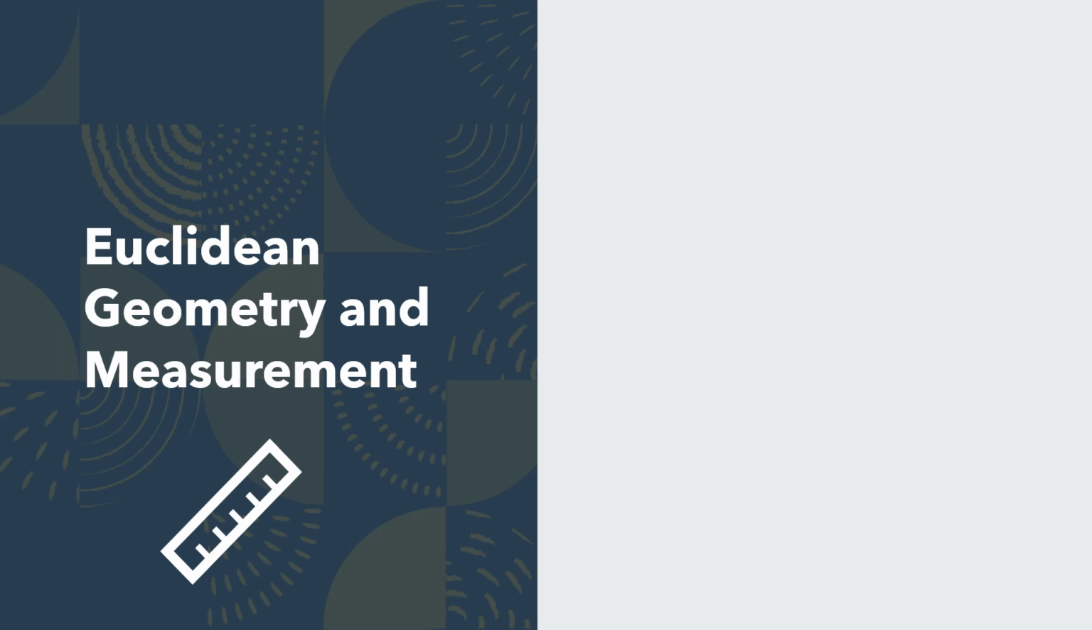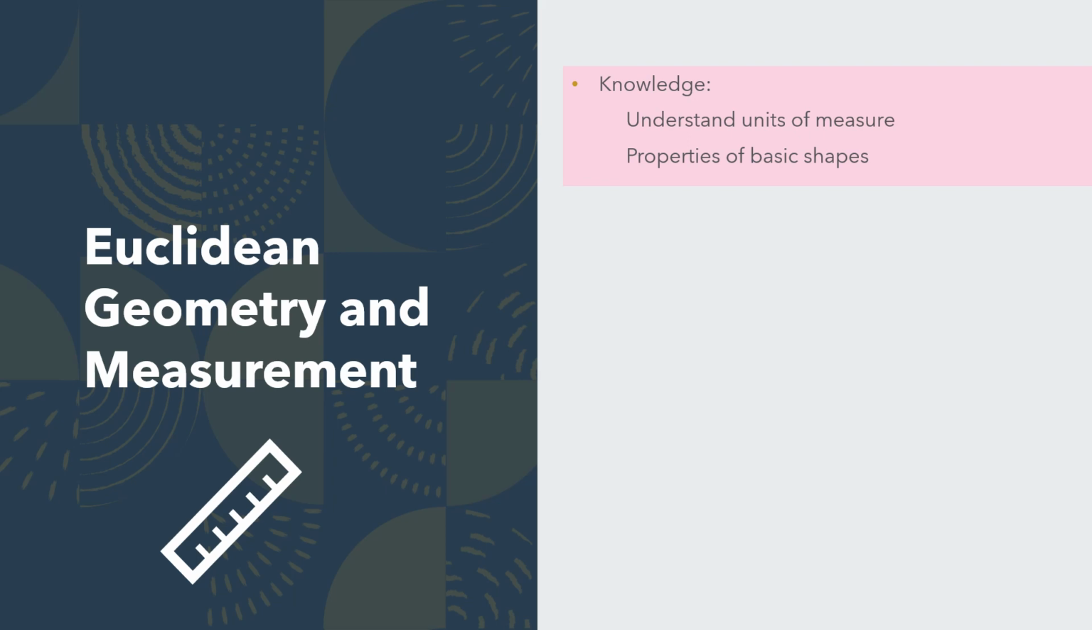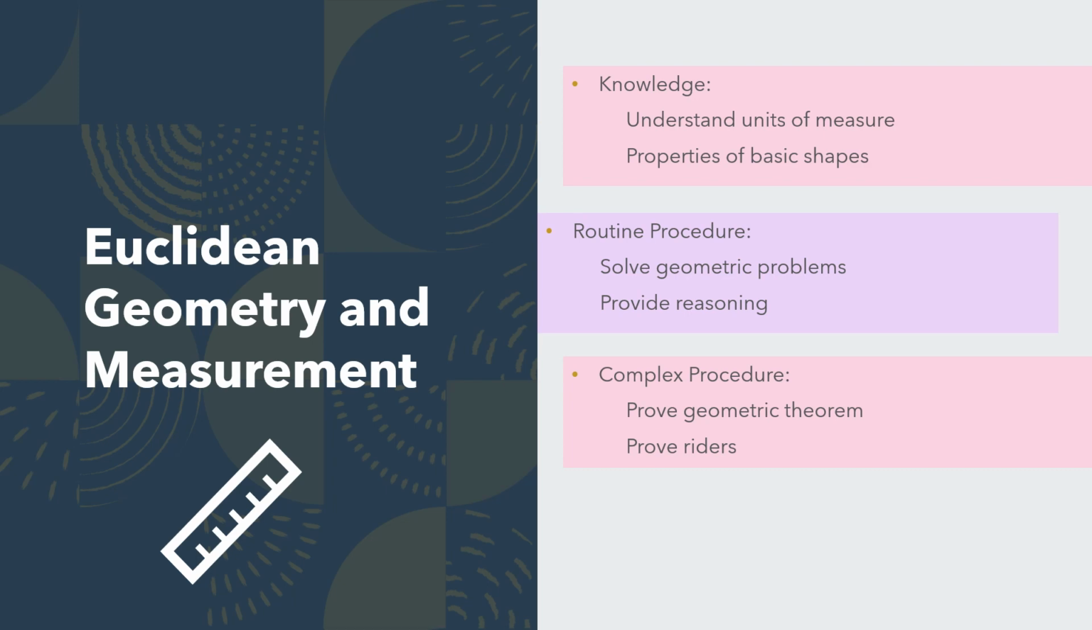Next, we will discuss Euclidean geometry and measurement. Under the knowledge level, we will determine if students understand the units of measure and are familiar with properties of basic shapes, like converting units and identifying geometric properties. Under the routine procedure, we will see if students can apply established methods for specific geometric tasks, like solving geometric problems and providing reasoning.